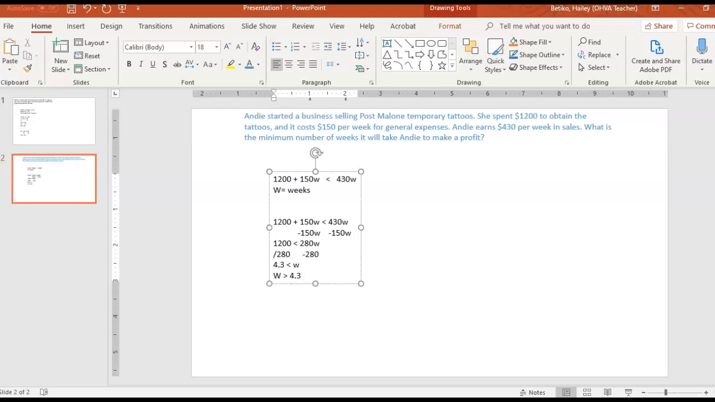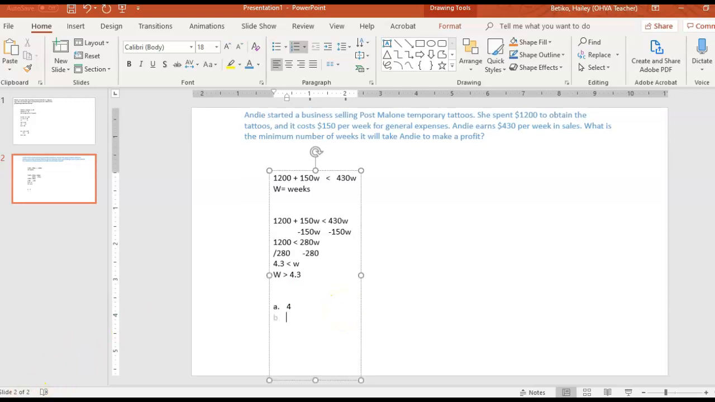Now, normally it's in whole numbers, right? So your multiple choice options would be something like A is 4, B is 7, C is 5, and D is 1.